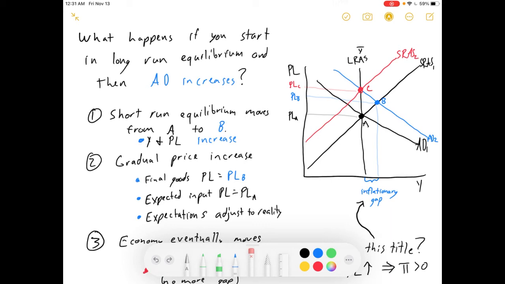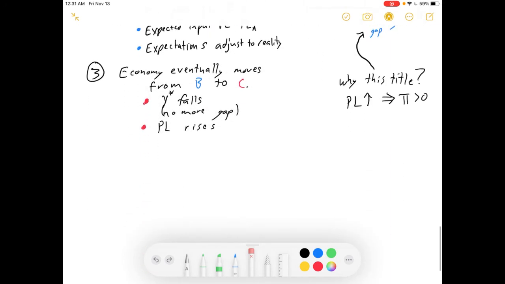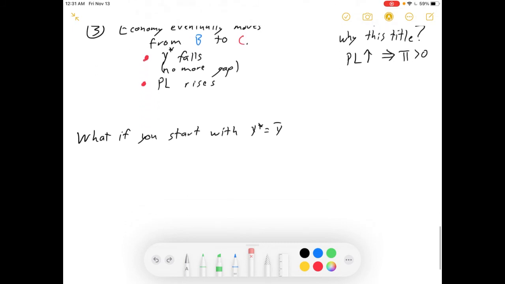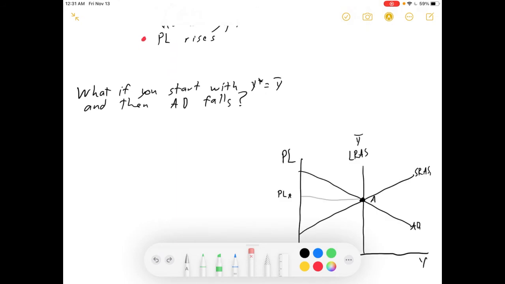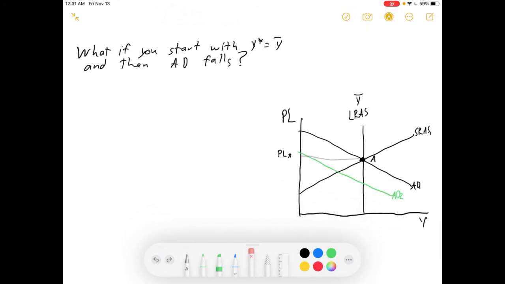Cool. There's one example for an increase in aggregate demand. Let's do something else. Let's say we start in equilibrium and then aggregate demand falls. I'll go through this one a little faster. There's equilibrium. Aggregate demand falls. We wind up at this new point B, from A to B.